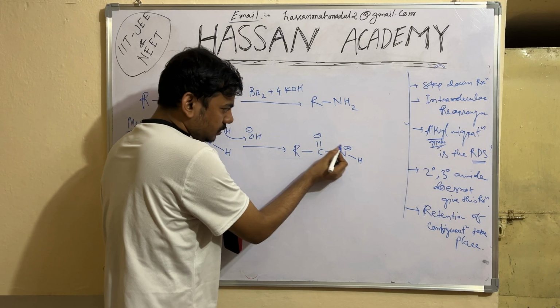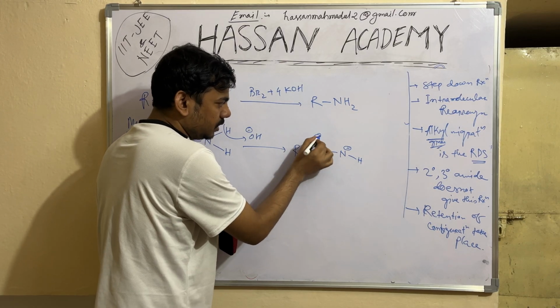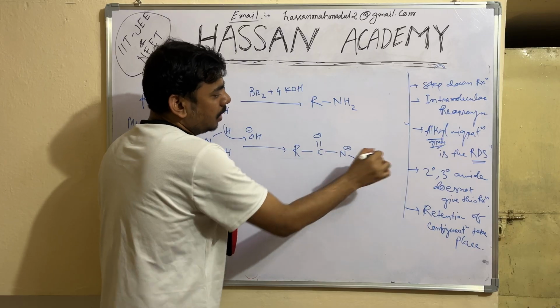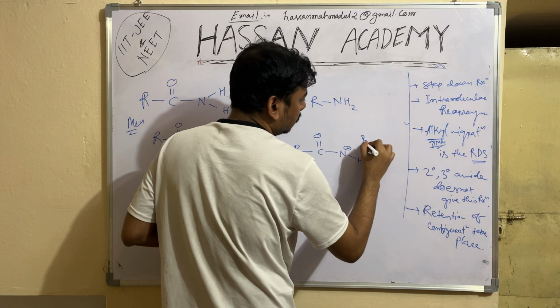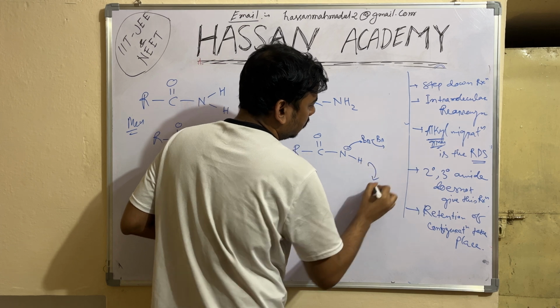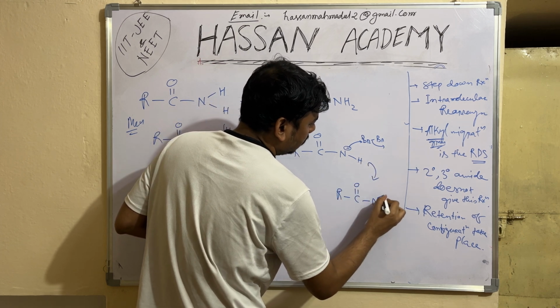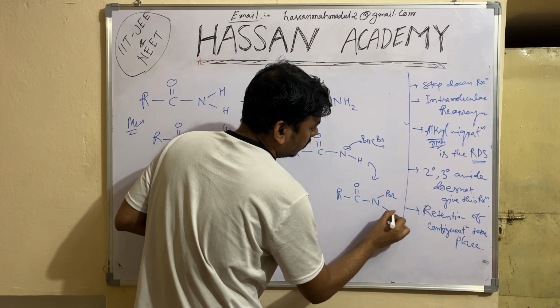Now definitely it is going to participate in resonance, which I am not going to show. It will come here and go there, then once again it will come back, and now it is going to attack the Br group. Br will leave as Br⁻. So what you will get is R–C double bond O, with Br and H.